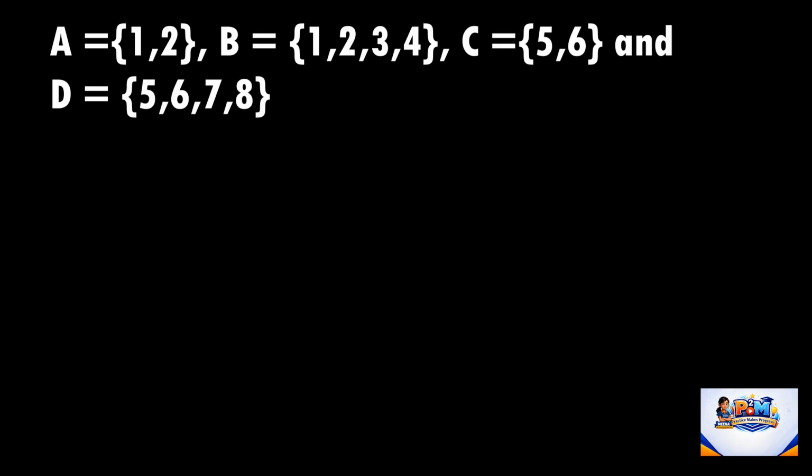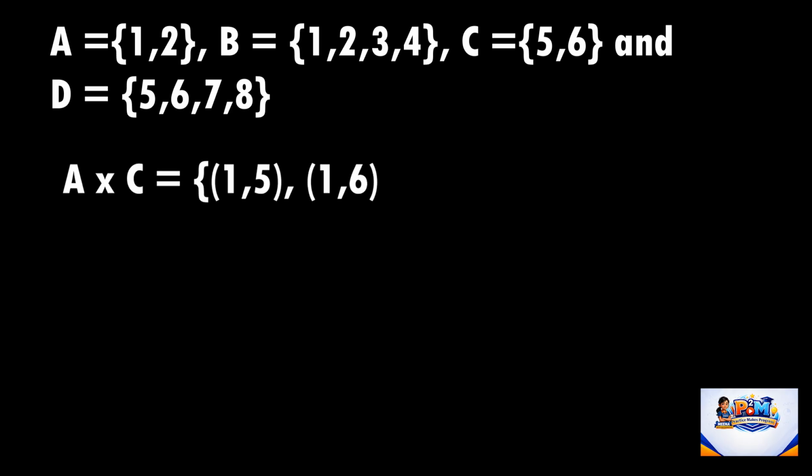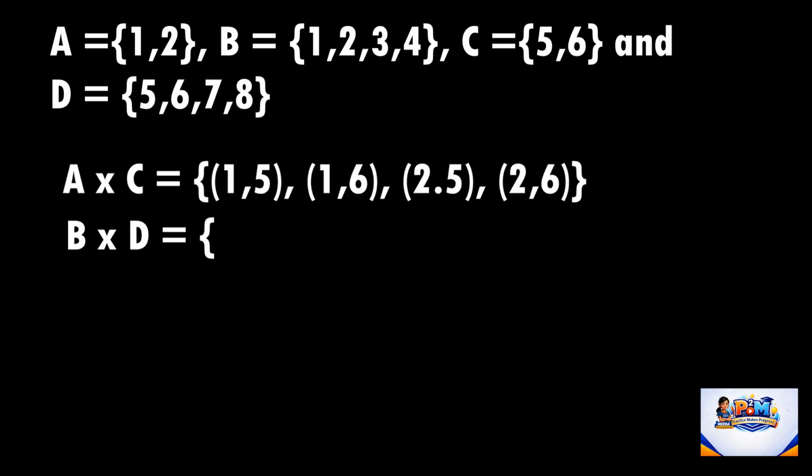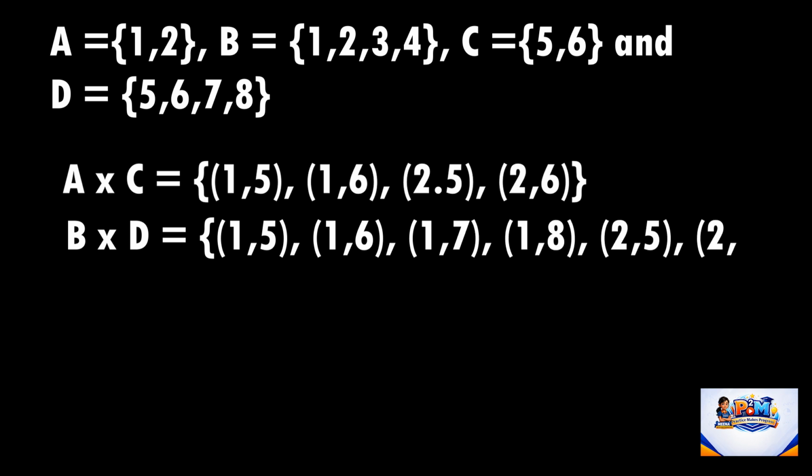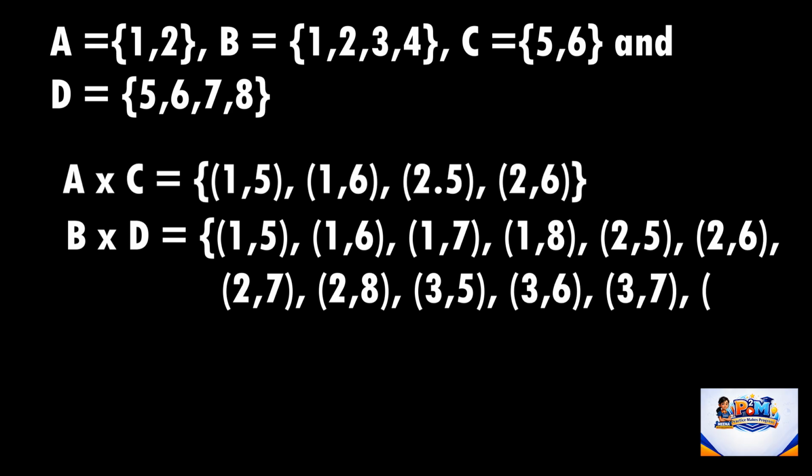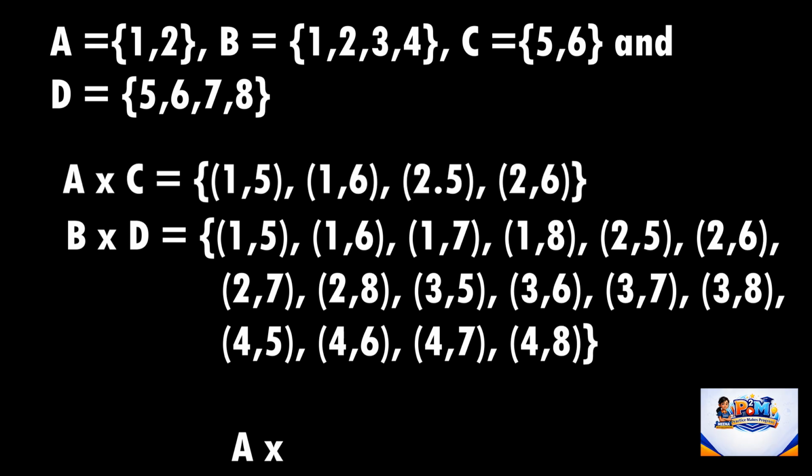First we find A cross C. It containing the ordered pairs (1, 5), (1, 6), (2, 5), (2, 6). B cross D, B cross D க்கு என்ன ஆன்சர் வரும்? The set containing the ordered pairs (1, 5), (1, 6), (1, 7), (1, 8), (2, 5), (2, 6), (2, 7), (2, 8), (3, 5), (3, 6), (3, 7), (3, 8), (4, 5), (4, 6), (4, 7), (4, 8). இப்போ ரெண்டையும் செக் பண்ணி பார்த்தோம். A cross C is the subset of B cross D. That is the answer.